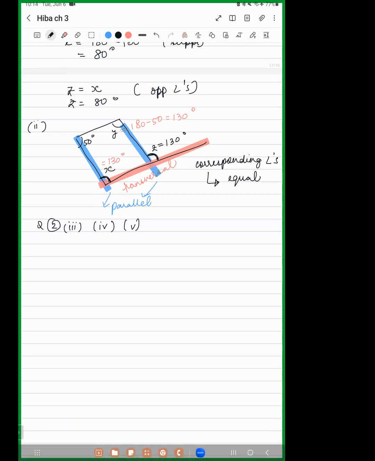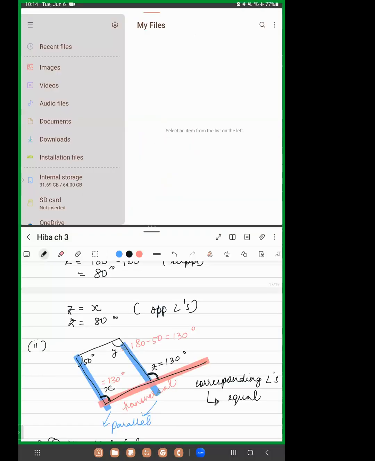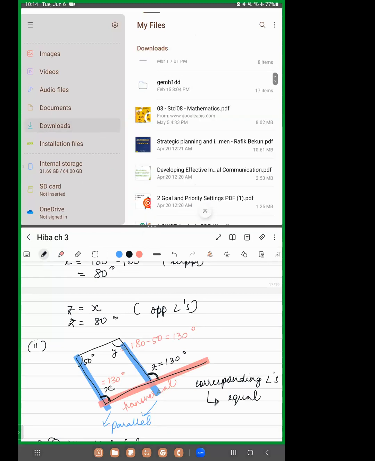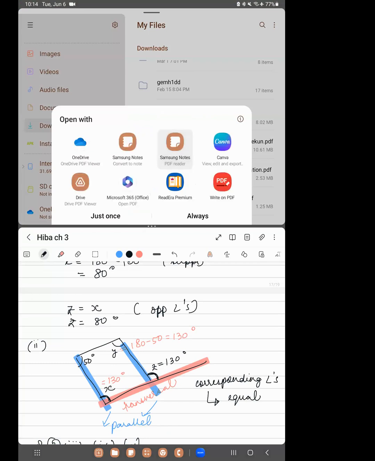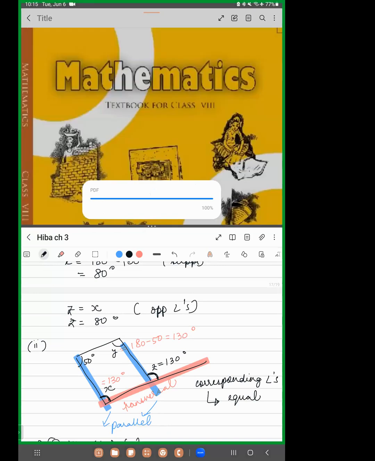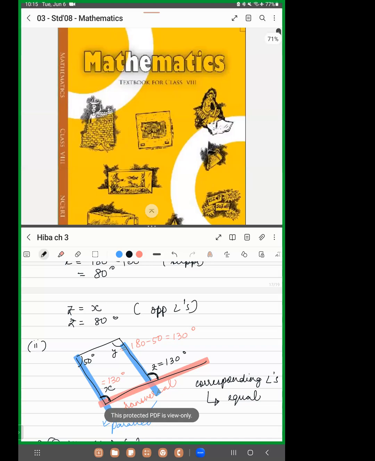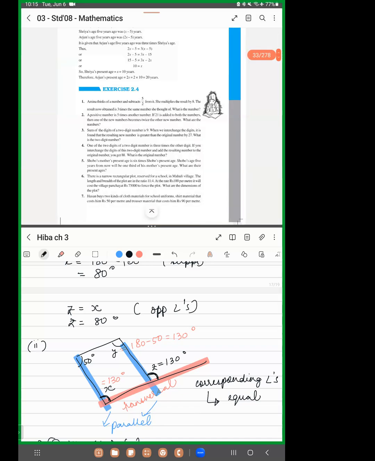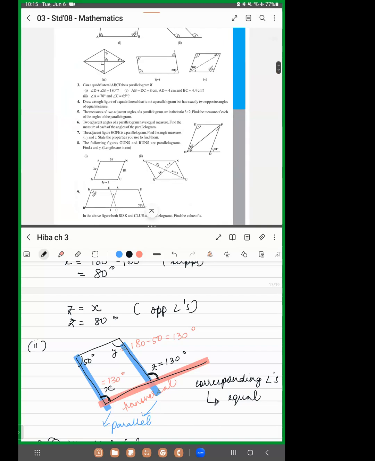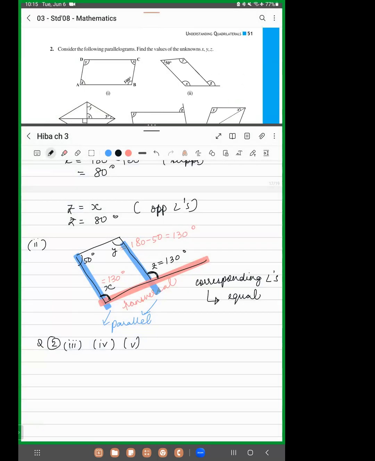Any doubts related to your homework? Yeah, in second question, third part and fifth part. Second question. Can you tell me the page number again? 51. Okay. Second question? Third part and fifth part. Third and fifth. Okay, let's get started.